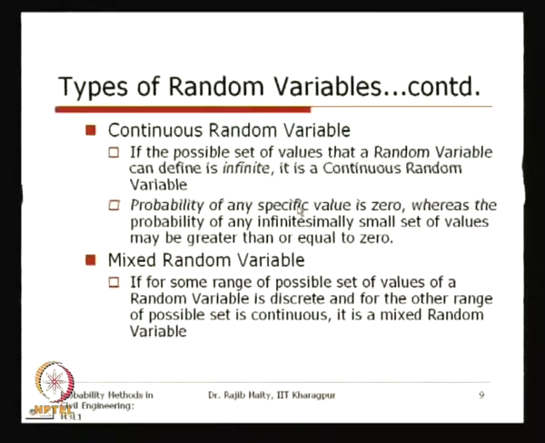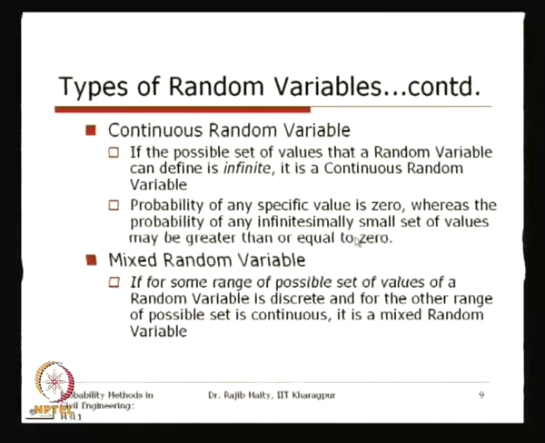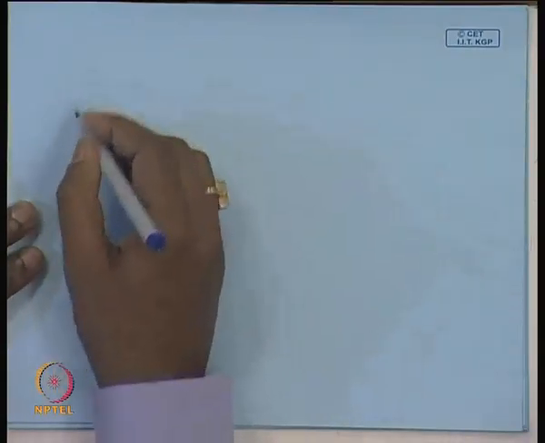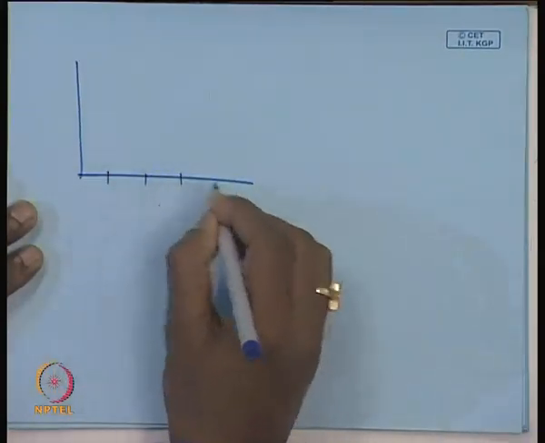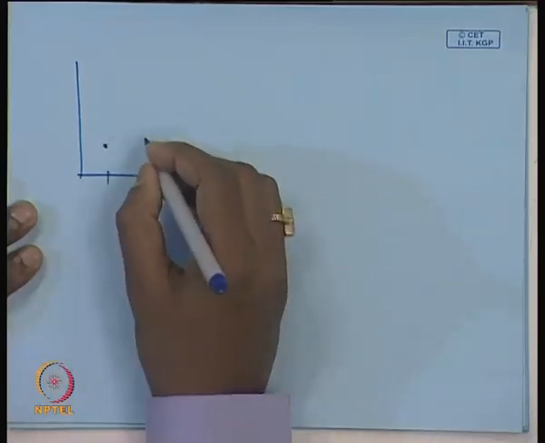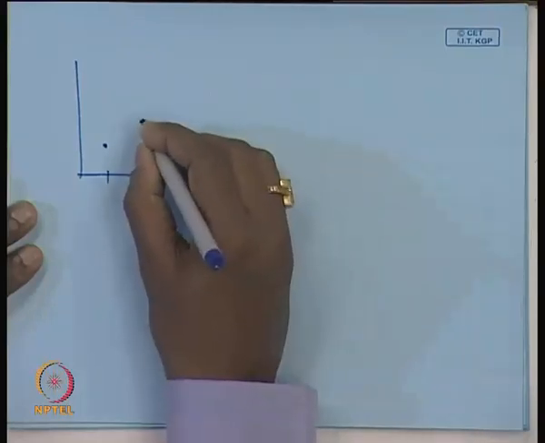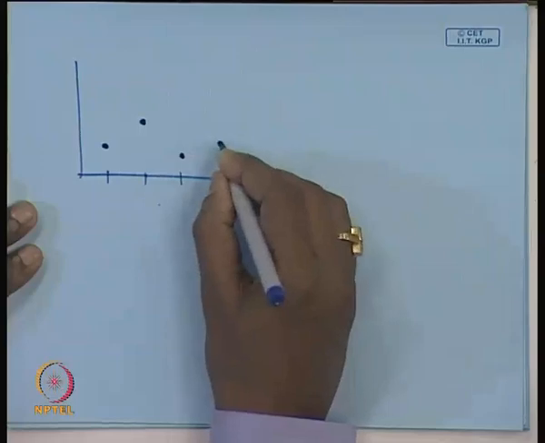Even though we say that for an exactly specific value it is 0, for whatever small set of values we consider, the probability can be greater than or equal to 0. I think this will be clearer from the pictorial view here. Suppose there are some specific outcomes and probabilities are assigned like this, whatever the probabilities may be, if it is not equiprobable, these are like concentrated mass for that specific outcome.